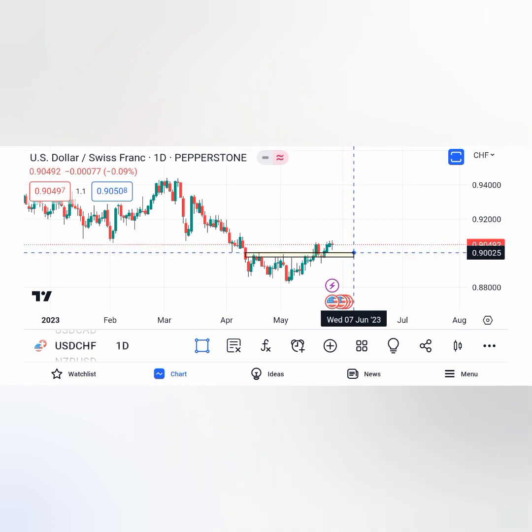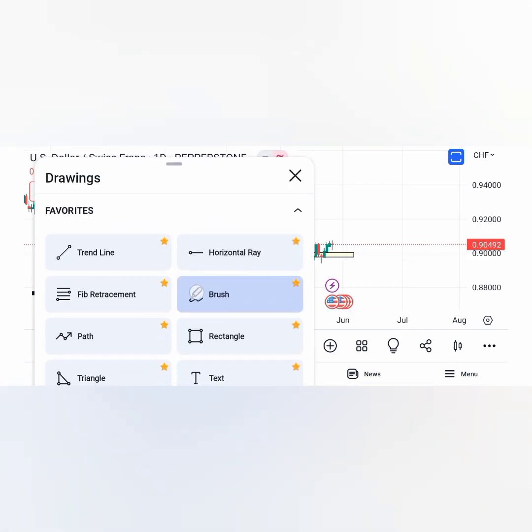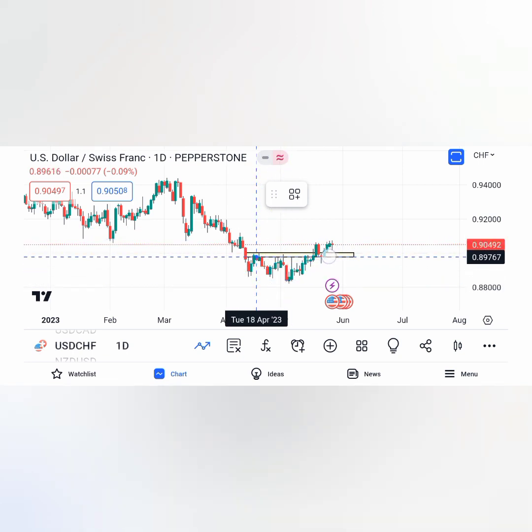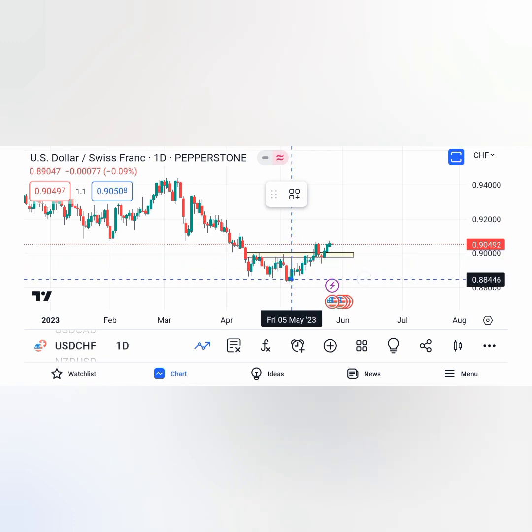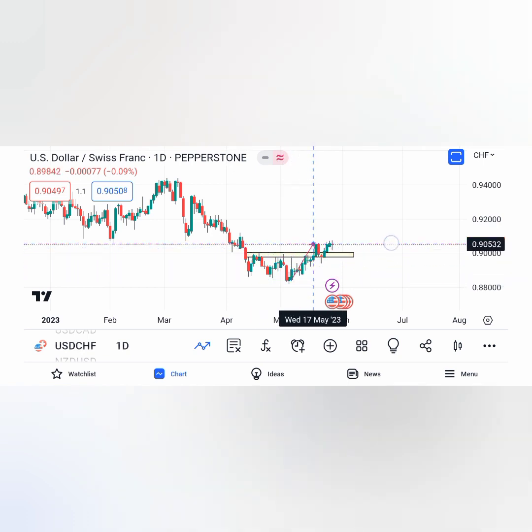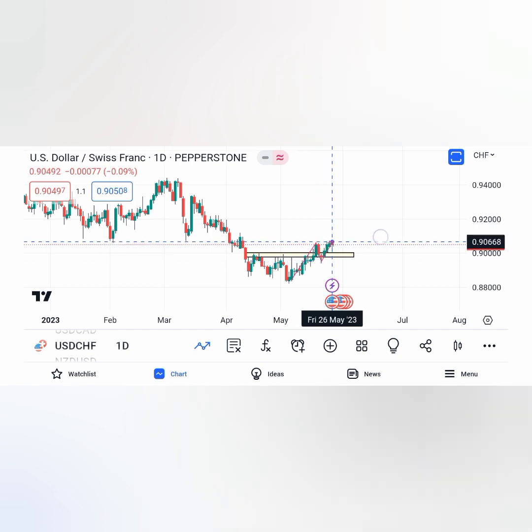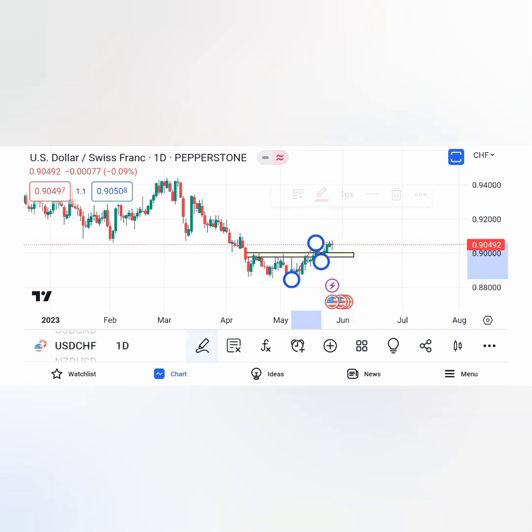If we study this particular zone, we can see that price broke this zone upwards. This zone was tested once, twice. Then on the third move, it broke this zone, then came to retest this zone, then continued upward.